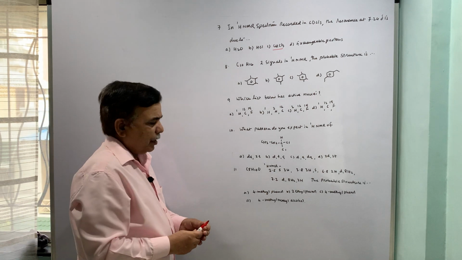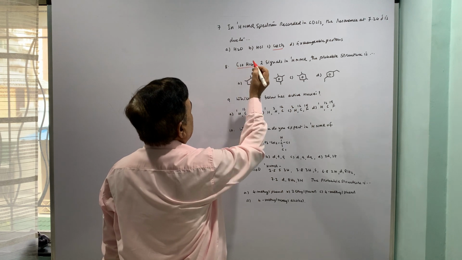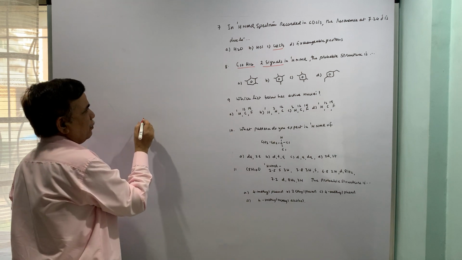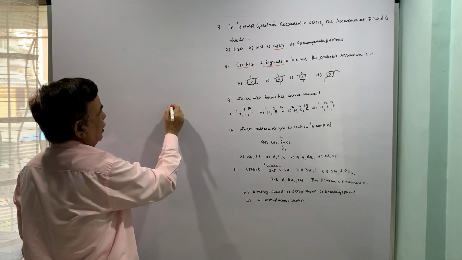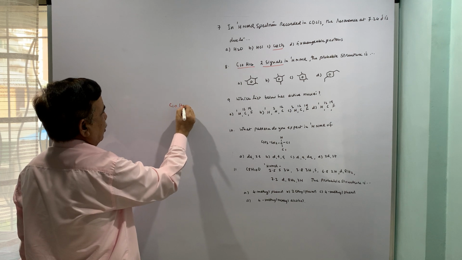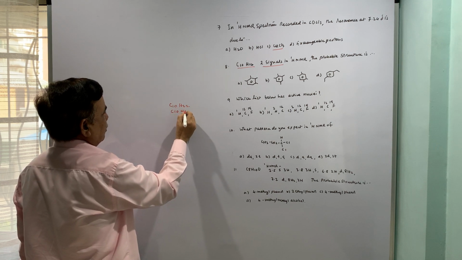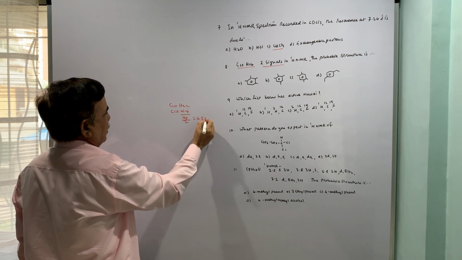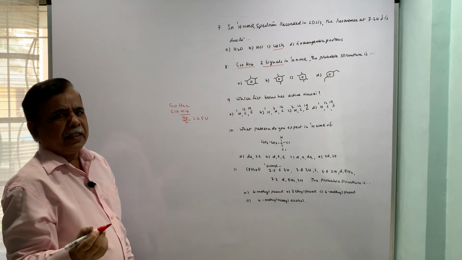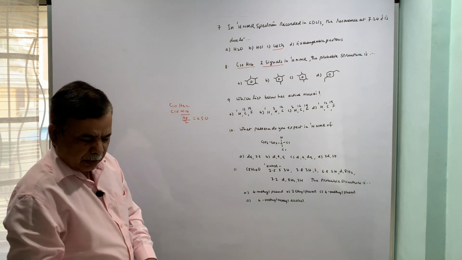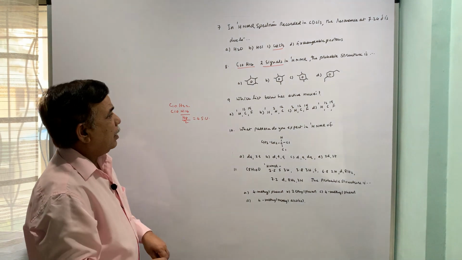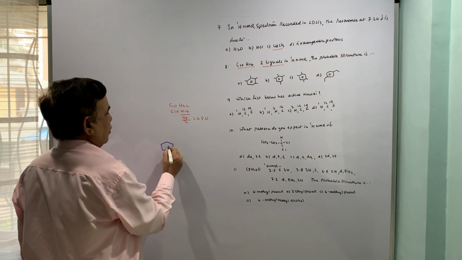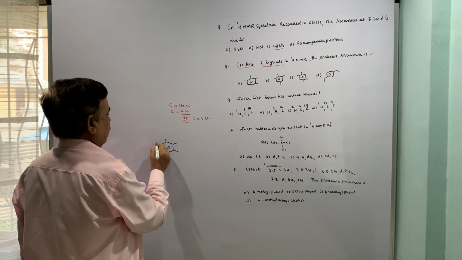Question number 8. C10H14, 2 signals in NMR. C10H14, compared with C10H22, has 4 sites of unsaturation. So all aromatic rings comply with that requirement, and only one will fulfill the 2 signals. Let us talk about the first compound. 1, 2, 3, 4.